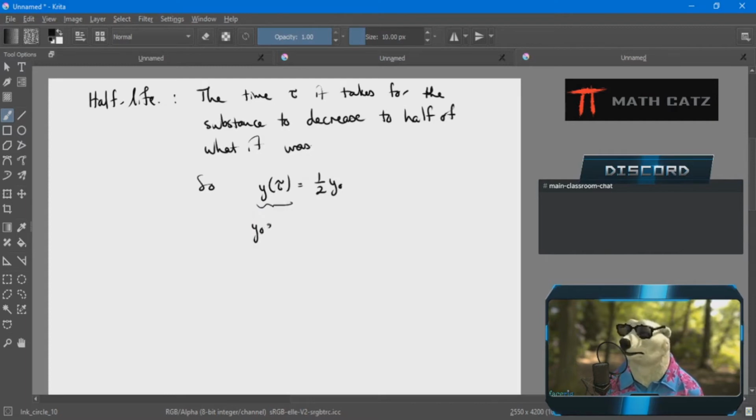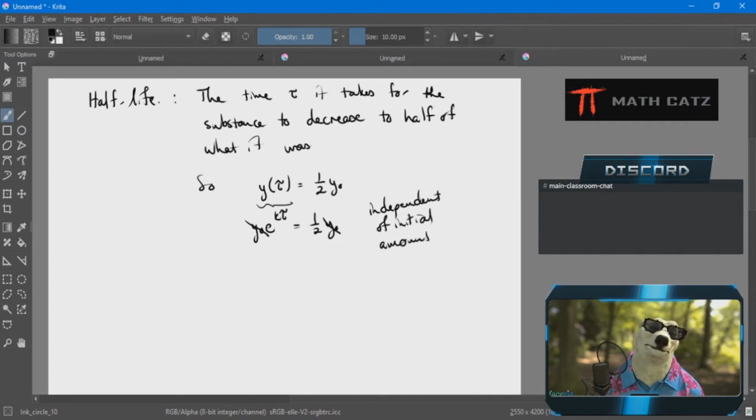Now I know what this is. It's y0 e to the kt. Well, now y of tau equals 1/2 y0. So you see again, it was independent of the initial amount. It didn't matter how much I had. It's all proportional, half of whatever I had. So I have k times tau equal to natural log of a half. So tau equals natural log of a half over k.